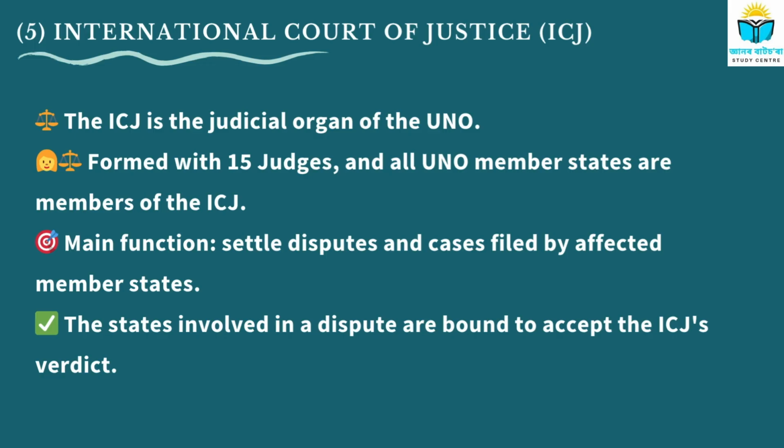This is the main judicial organ of the UNO, which means it acts like the world's highest court for international matters. The ICJ is formed with 15 judges, and all UN member states are automatically part of the ICJ. Its main job is to settle disputes and hear cases filed by member countries, especially when one country has a complaint against another. And here is the key point: the countries involved must accept the decision given by the ICJ. That means its verdict is final and binding. So, the ICJ plays a very important role in maintaining justice and peace across the globe by solving international legal issues in a fair and neutral manner.